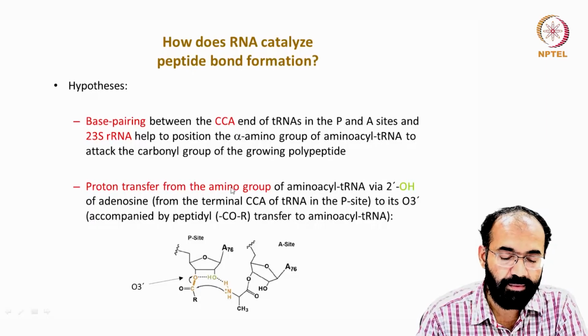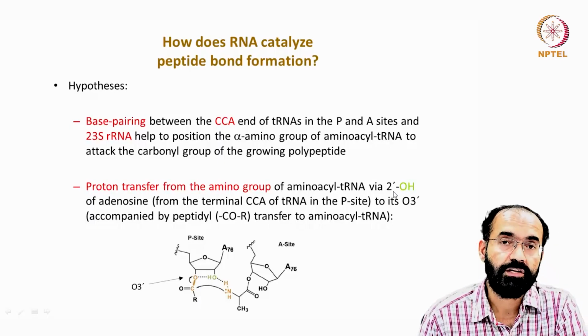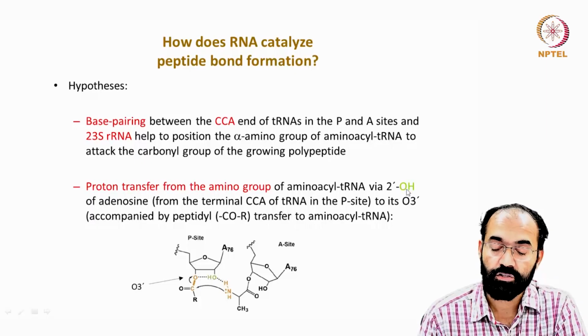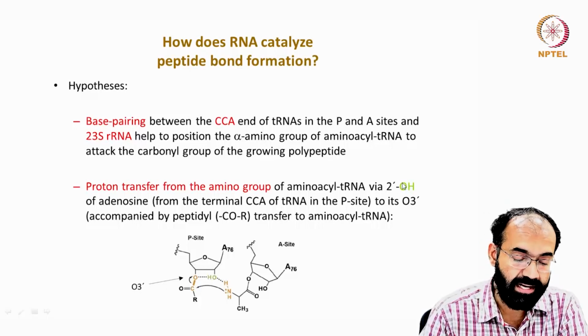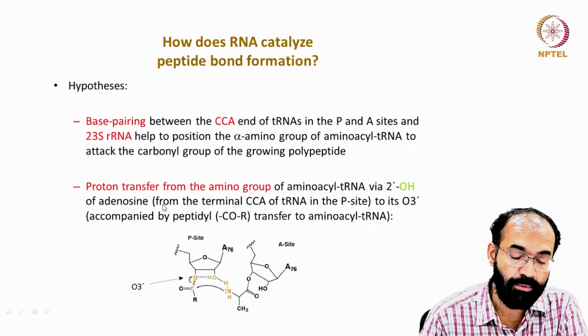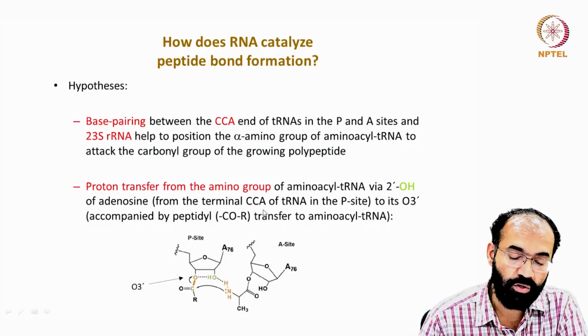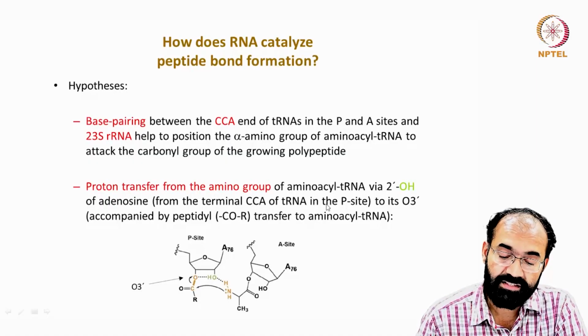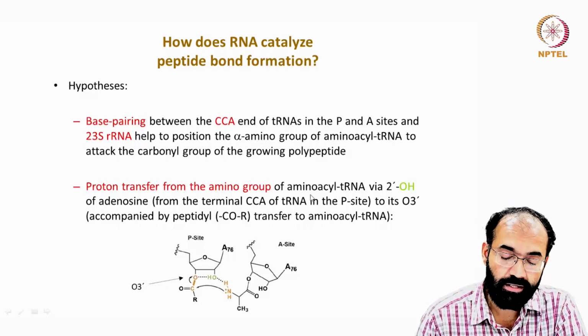Now, the proton transfer from the amino group of the aminoacyl tRNA via the 2' OH. Remember, the 2' carbon's hydroxyl group is highly reactive. It is helpful in splicing and various other biochemical reactions. And this 2' OH of the adenosine, that adenosine is belonging to the CCA. From the terminal CCA, C and C stand for two cytosine residues, and then you have got an adenine residue. And this adenine residue's 2' OH is participating, and that of this tRNA is helpful in the P site, that is present attached onto the P site.